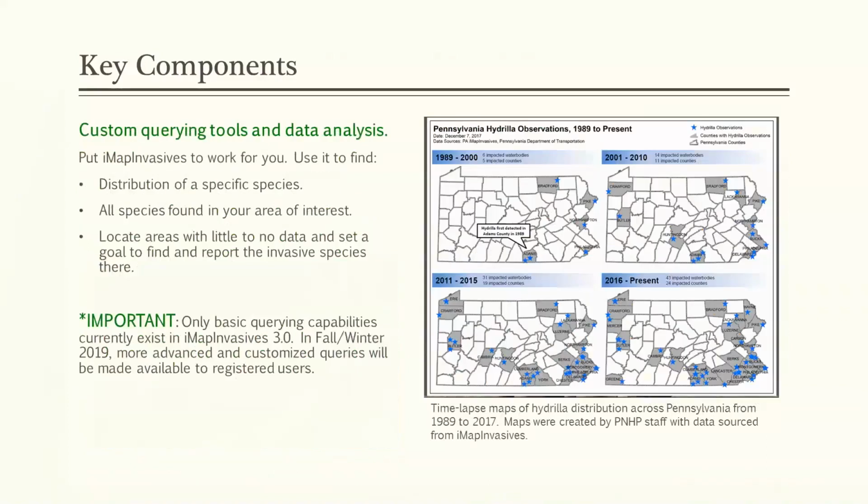So you can also do basic custom querying tools as well as some data analysis. So essentially, you're putting iMap to work for you. You can use it to find the distribution of a specific species that's important to you, or an array of species in a particular area of interest. Or again, you can use it to locate areas that have little or no data and set a goal to find and report the species that you're finding in that location.